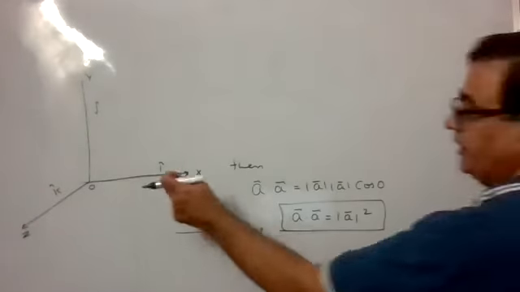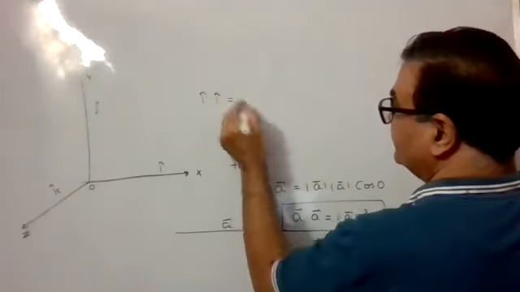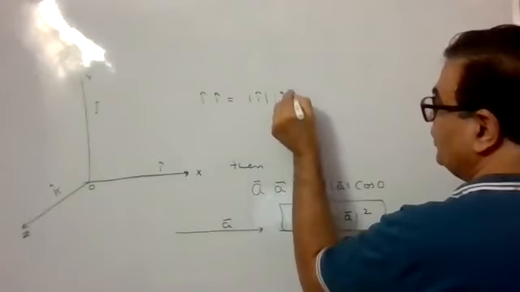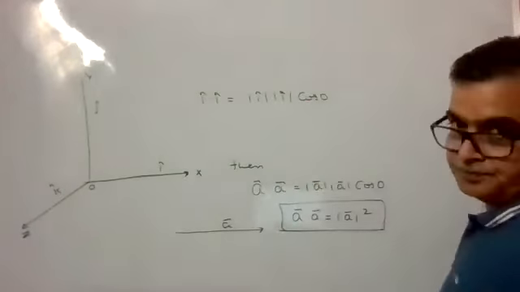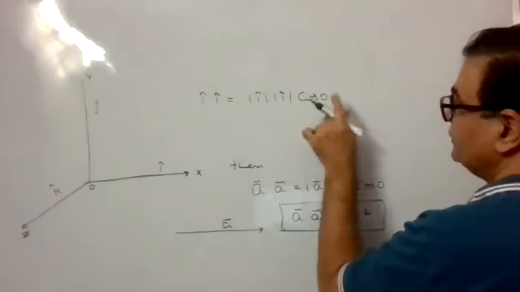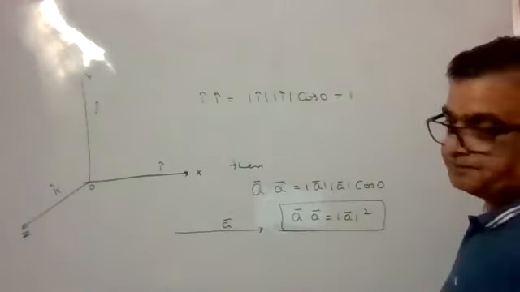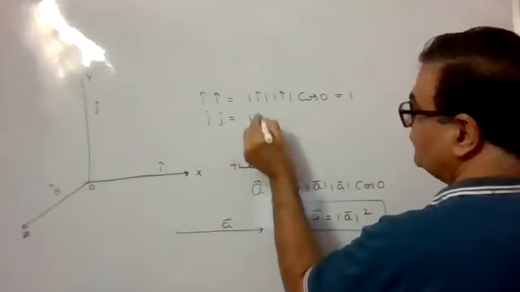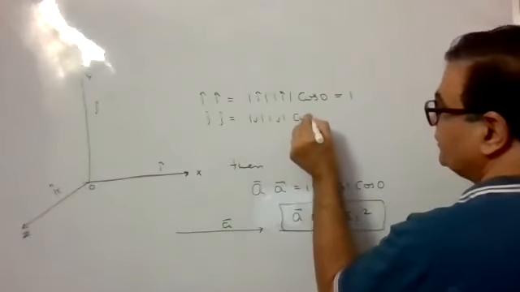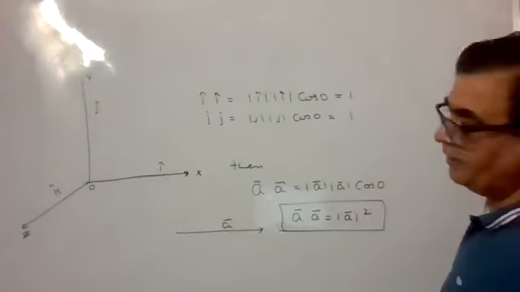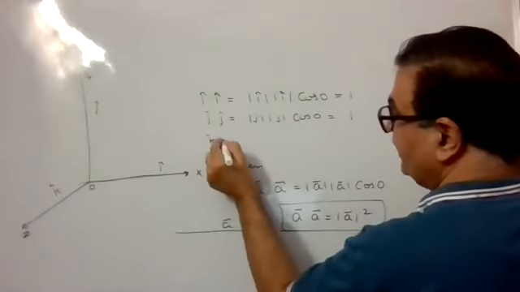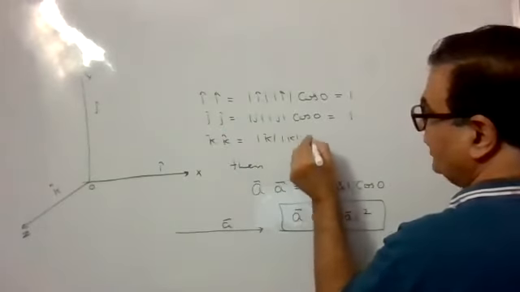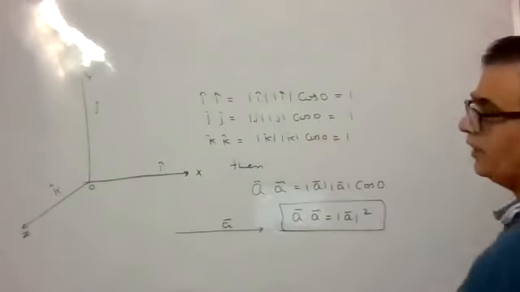What is it? If I say i dot i, both are along the x-axis. So I should write magnitude of i times magnitude of i times cos of 0. Cos 0 is 1, so it will come out to be 1. Same way, j dot j is magnitude of j times cos of 0, again 1. Same way k dot k is magnitude of k cos 0, which is also 1.